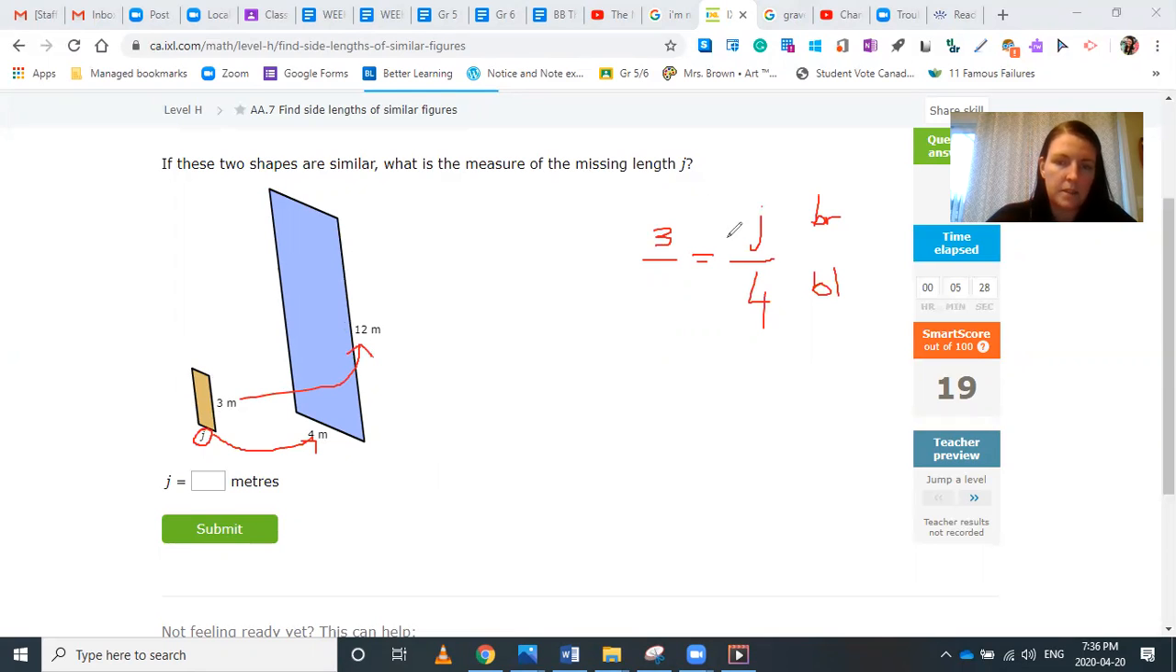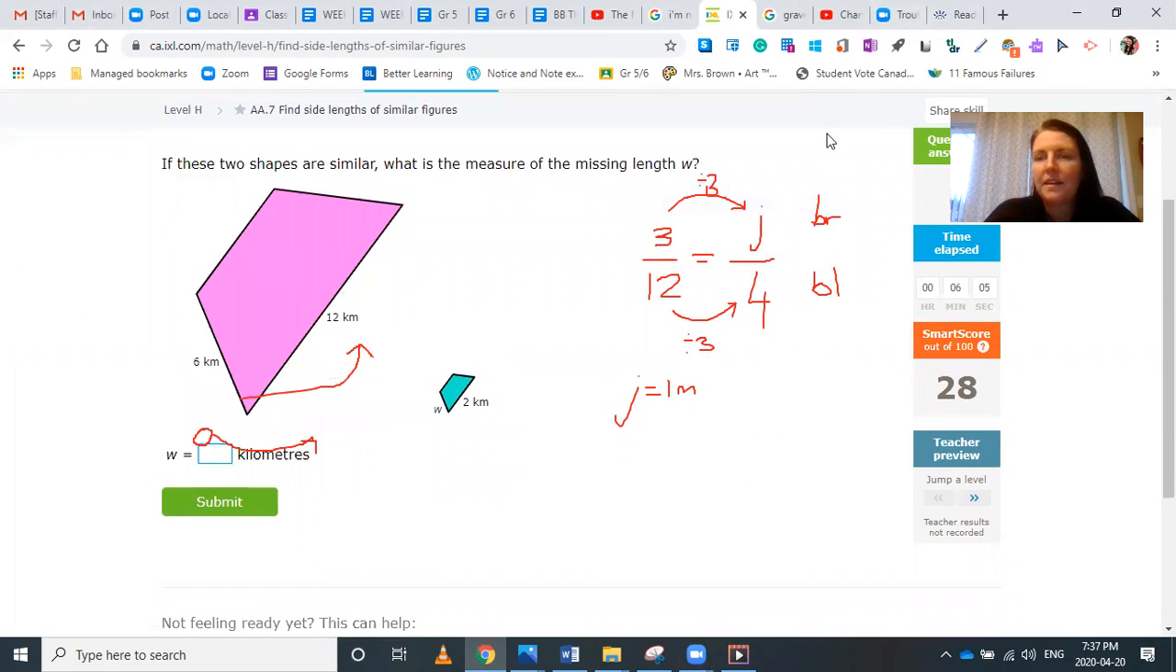both on the right side of the shape. So the blue one is 12. How did I get from 12 to 4? I divided by 3. And what must I do to the bottom? Yep, I must do the same to the top. So 3 divided by 3, that leaves me with j is equal to 1. And what is my unit measurement? Meters. All right, so practice those a little bit more.